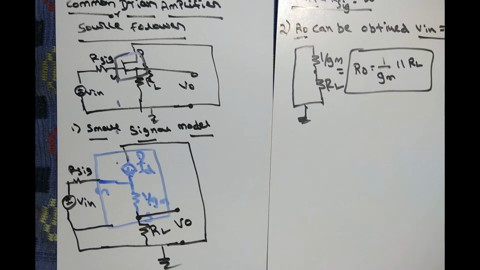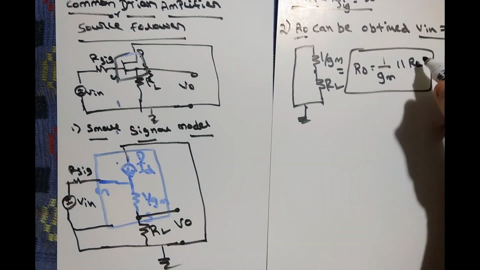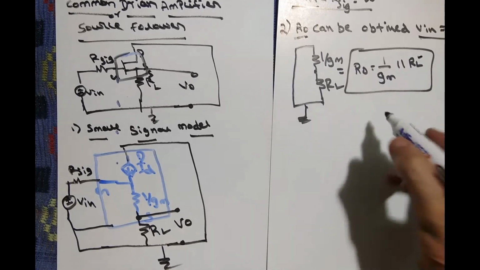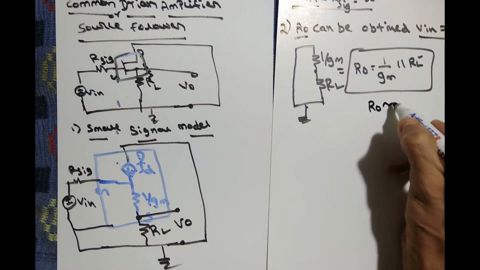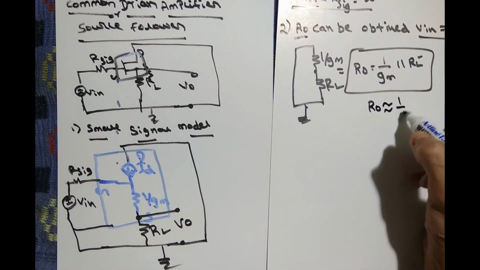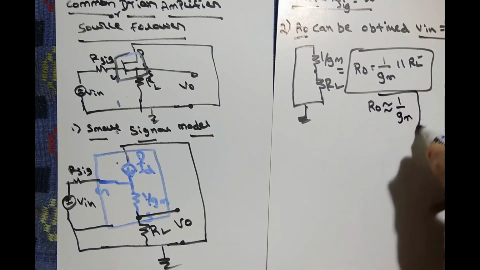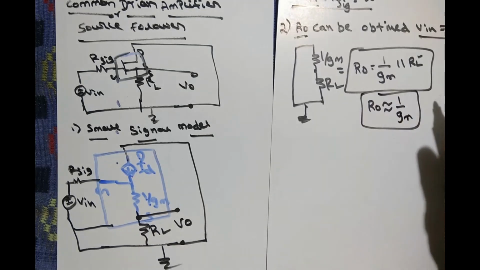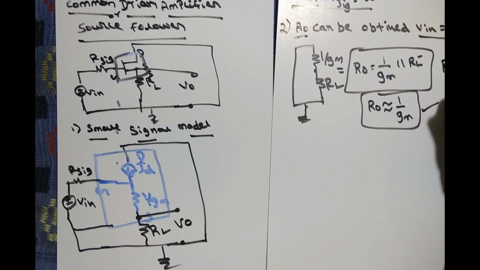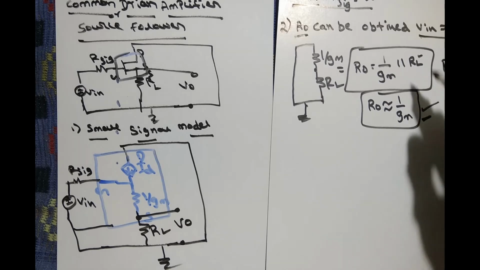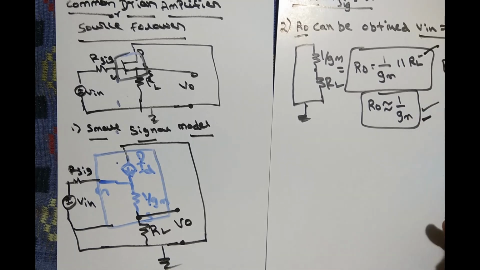Usually RL is very high, so you can ignore it, and you can take R0 as almost equal to 1 by Gm. This can also be written as we wrote previously, small r0 ignored, like that. Similarly, you can take it because RL is much greater than 1 by Gm. If you want, you can consider this relation or keep the above relation only. Okay, so this is all about R0, how it can be obtained.